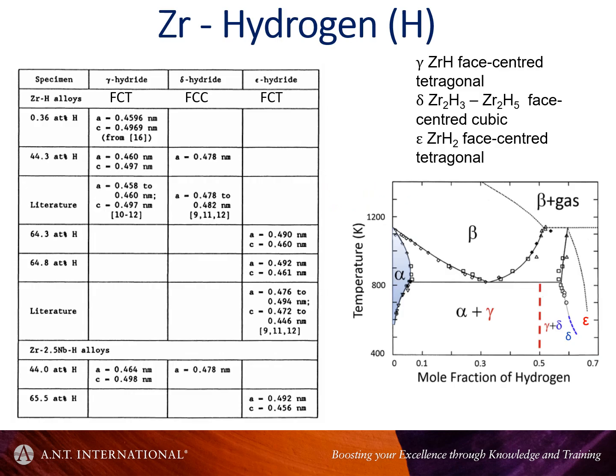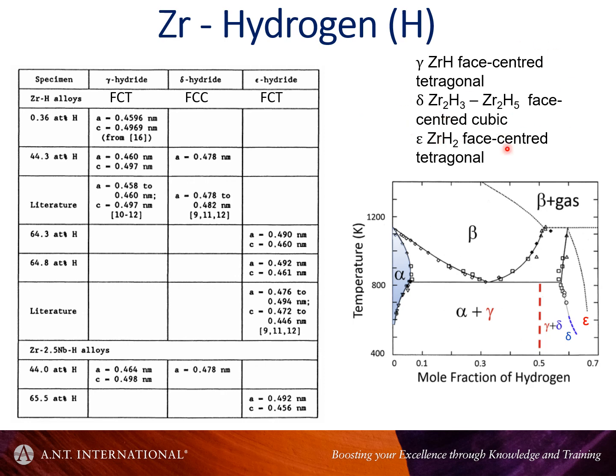I'd like to finish now very briefly talking about hydrides. Hydrogen is very important because from corrosion you get a lot of hydrogen ingress into zirconium alloys, and you get hydrides formed. These hydrides can be very brittle and reduce the fracture toughness of the material, and also lead to a thing called delayed hydride cracking, which I will talk about later.